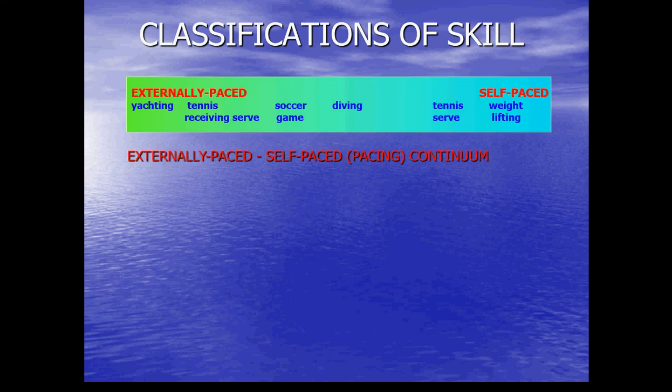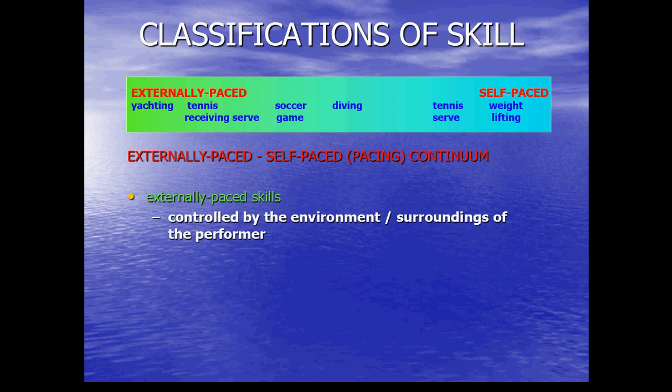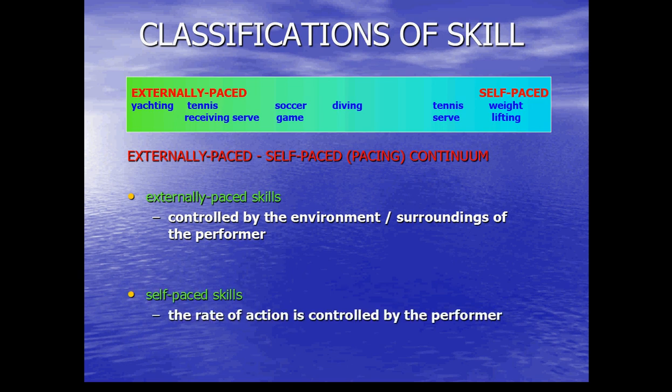So we've got the pacing continuum. The pacing continuum has externally paced at one end and self-paced at the other end. With externally paced skills, the speed and the precision with which the skill is executed are controlled by the environment, the surroundings of the performer. Opposing teams or other individuals within the game, or the weather or wind conditions. As you can see, we've used yachting as an example of an externally paced skill, very much influenced by the wind itself. At the other end, we have the self-paced skills. The rate of action is controlled entirely by the performer. For example, a weightlifter decides when they're going to lift the weight.